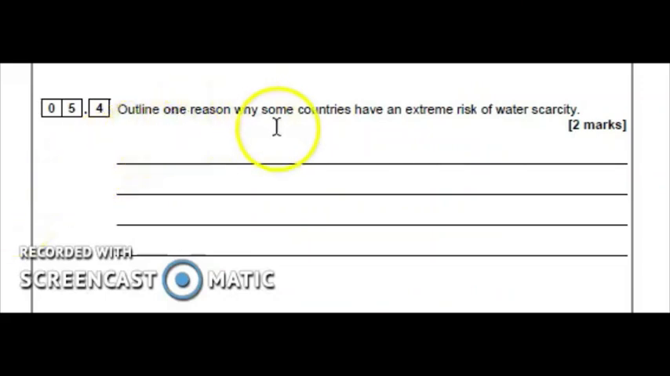5.4, outline one reason why some countries have an extreme risk of water scarcity. In other words, can we suggest why some countries don't have much water? Lots of potential answers, but you just got to try and have one point and develop it to get your full marks on this question.